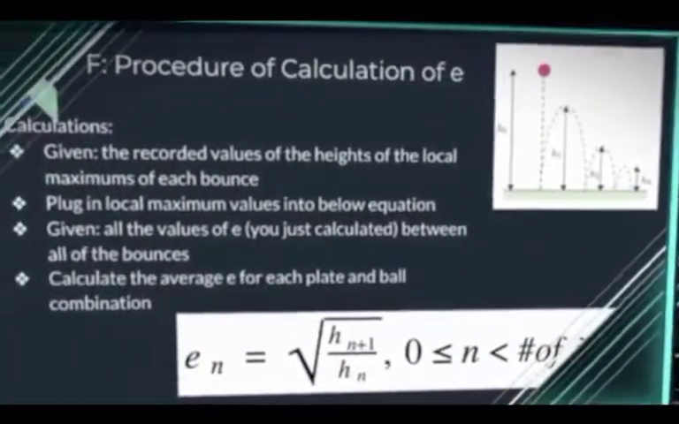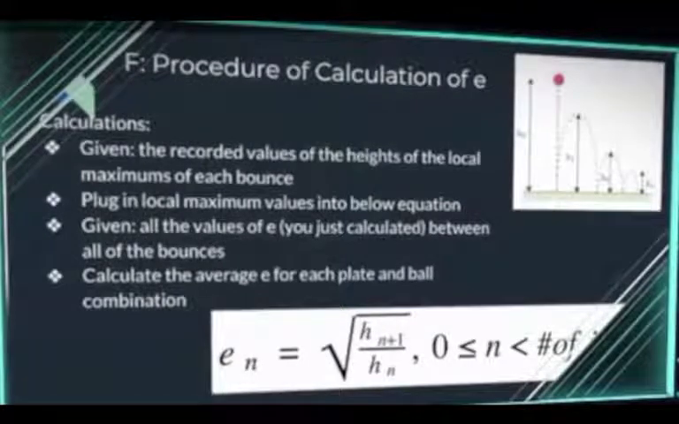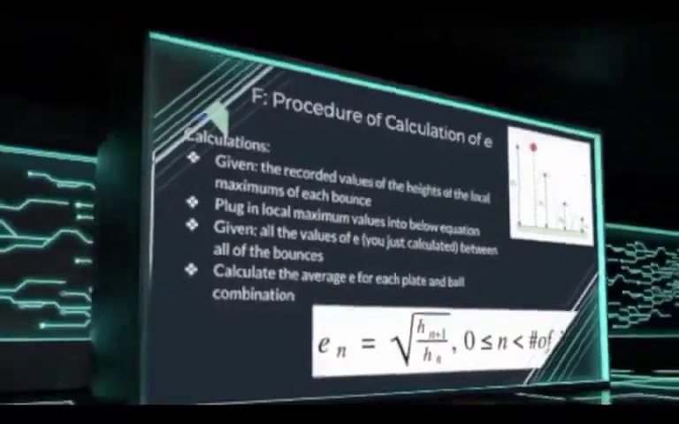Once we have recorded all the heights, we can use the below equation to calculate the coefficient of restitution for each jump. Then we can take the average to find a guesstimated value for E.